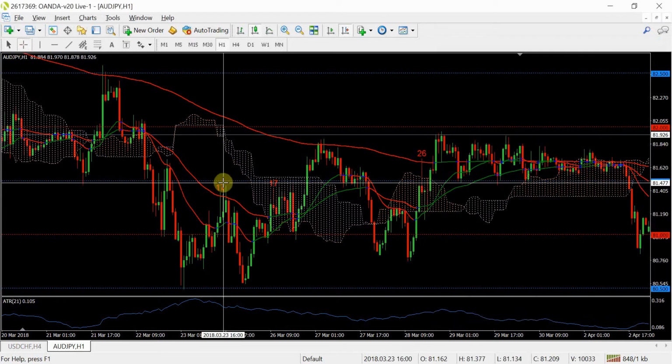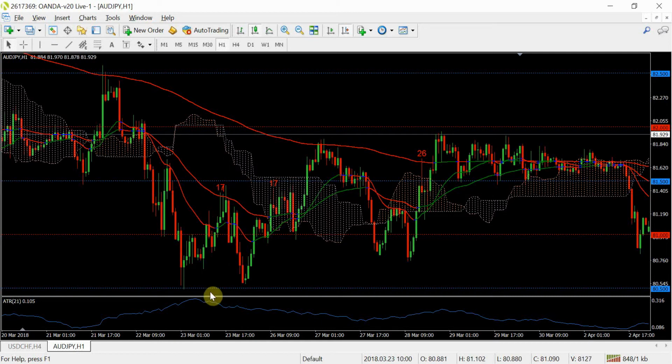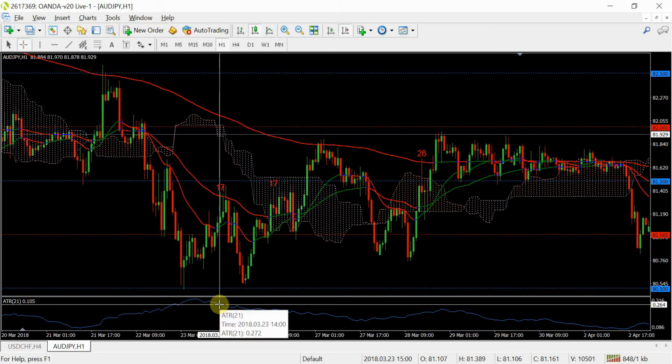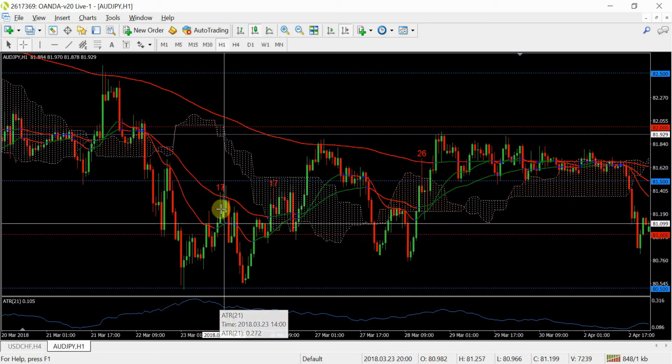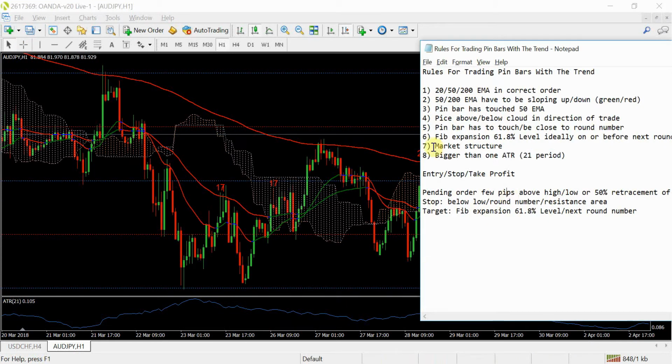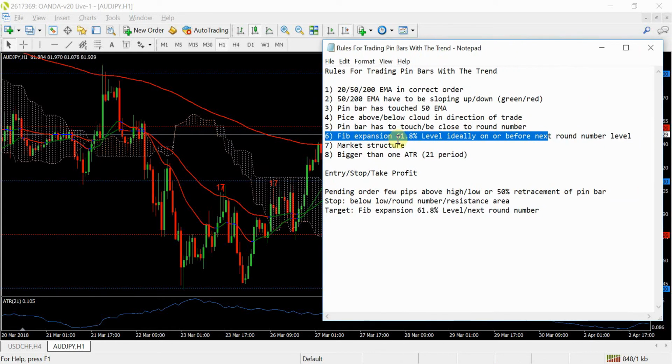So if I quickly have a look over here, 30 pips. And this is 27.2, so it's bigger than 1 ATR, which is good to see. And I've just realised that I actually missed section number 6, which is probably quite important, is that the FIB expansion 61.8 level is ideally on or before the next round number.